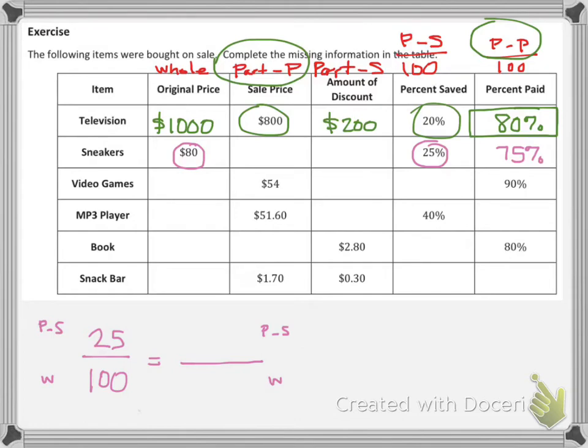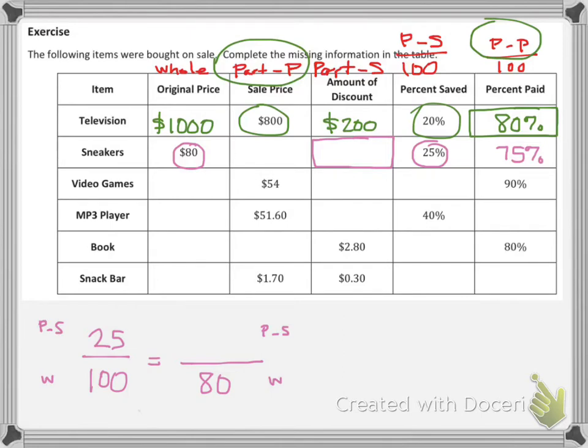Well, what part of this do I know? I know the original price is $80, and that's the whole. So that's got to go down here. And what I'm solving for is a part that we save, which would be the amount of discount. It's going to go right here. So that's my answer. That's what I'm solving for right now.